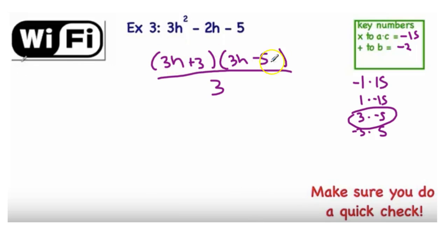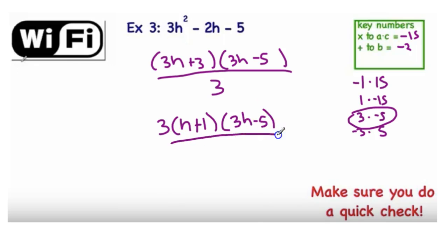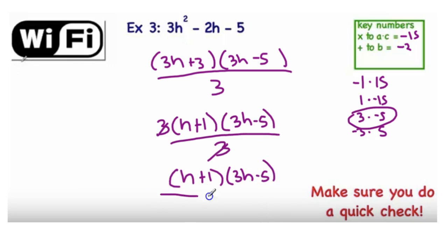Can I factor anything out of these? Well, this one I can. I can take out a 3. That's 3h and 3. So that's going to be 3 times h plus 1, because 3 times h is 3h, 3 times 1 is 3. Times 3h minus 5 divided by 3. And those cancel. So I'm left with h plus 1 times 3h minus 5.